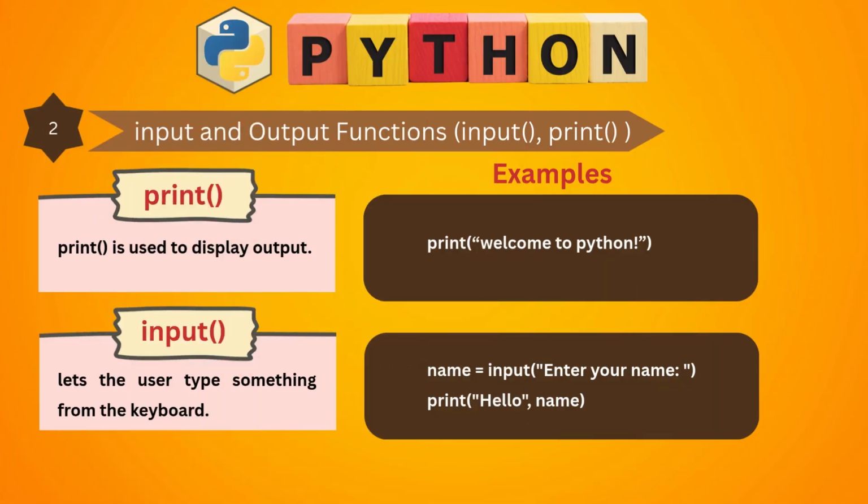Input is the input command, print is the output command. Print is used to display output, you know that. Input is, let's say the user types something from the keyboard, you store it in a variable and display it through the print command. That's all. I'll show it in the demo later.